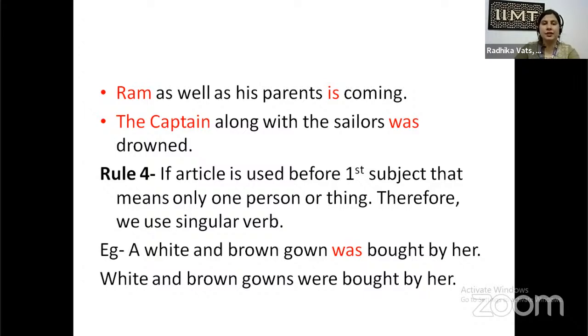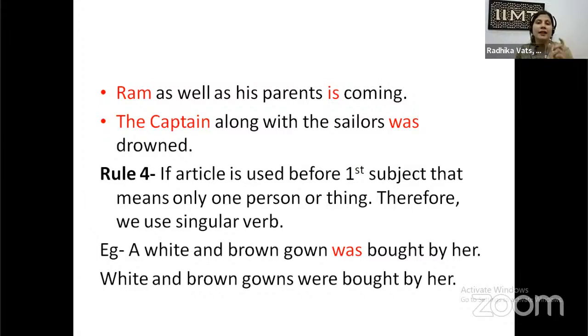If an article is used before the first person, that means only one person or thing. Therefore, we use a singular verb. Let's try to understand this. I hope you all know what an article is. In simple language, the first topic that you must have learned in grammar is "a" and "the". We used to put "an" in front of a, e, i, o, u, and if a, e, i, o, u is not there, then we put "a". A boy, an elephant, an egg, an umbrella, right? A toy.